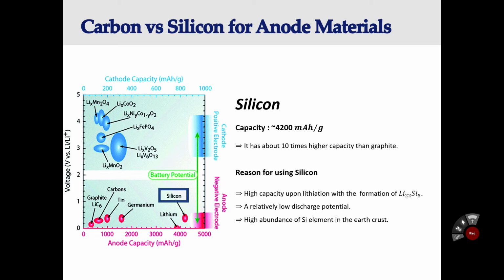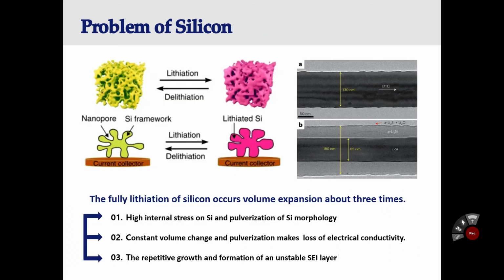Lithium moves and combines with silicon. The reverse process is referred to as lithiation and delithiation. Lithiation causes the volume of the silicon frame to expand. If you look at the picture on the right, you can see that silicon nanowires are surrounded by lithium, creating a thick layer. Therefore, when silicon is fully lithiated, the volume triples.